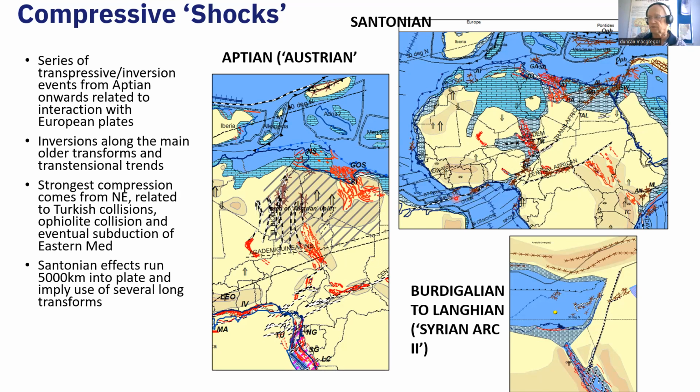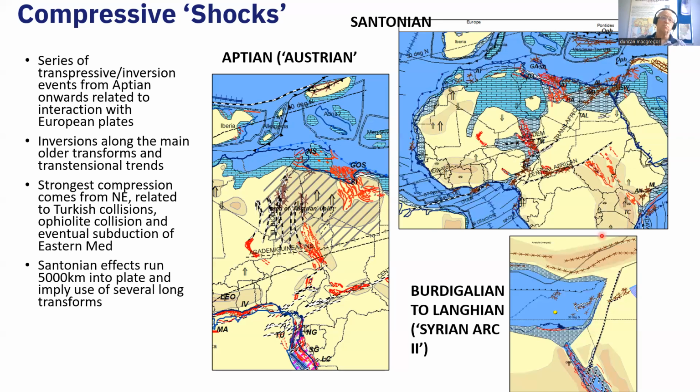Perhaps the inversions here are more related to what's happening in the South Atlantic. But this is getting 5,000 kilometers from the origin of the compression. So these stresses are being transmitted over long distances, which seems to indicate there must be a lot more transforms around than we are currently mapping. For instance, how do we get to Santonian inversions in the Mandera-Lugh basin? There has to be something coming through here to actually give us that.